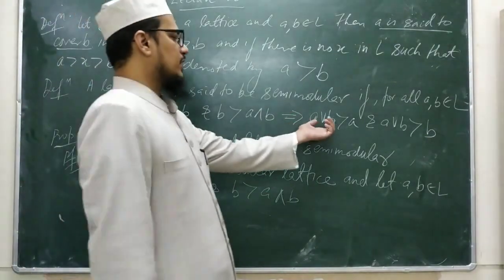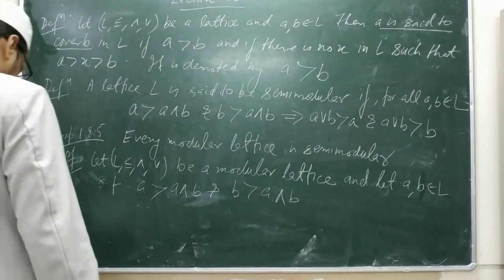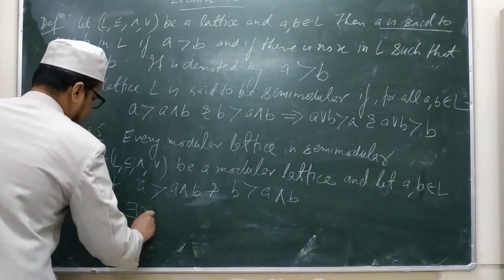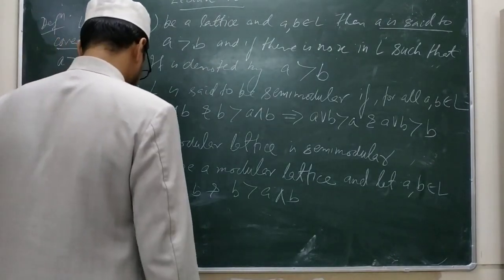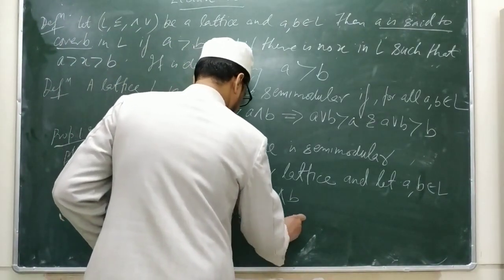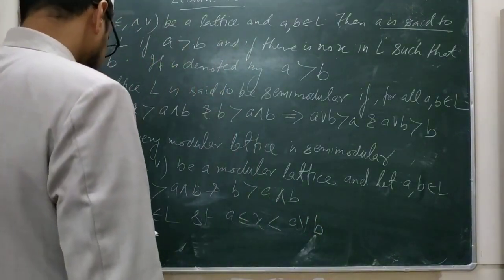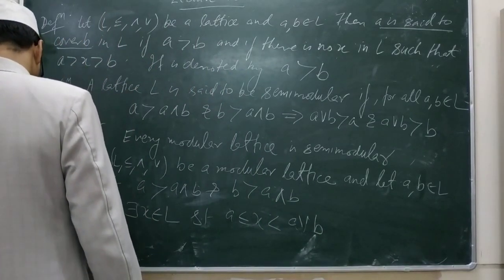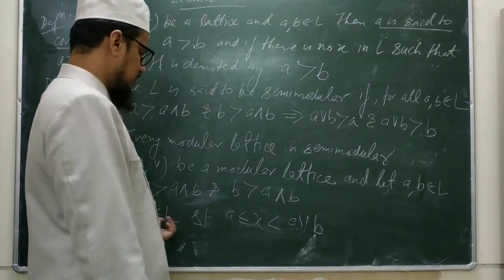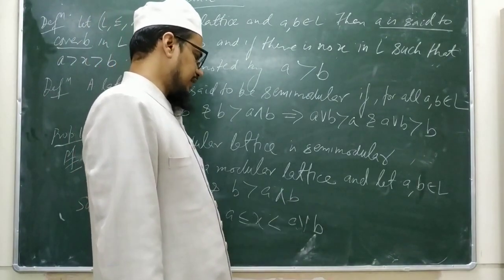Now what do we have to prove? We have to prove A join B covers A and A join B covers B, correct? So suppose there exists X belonging to L such that A is less than or equal to X, which is strictly less than A join B.